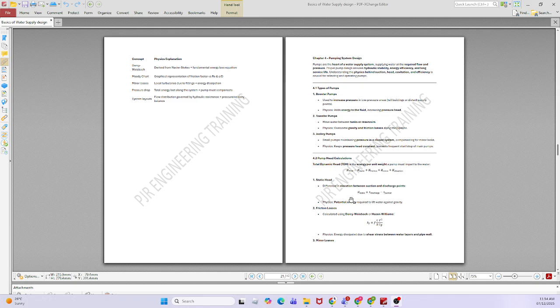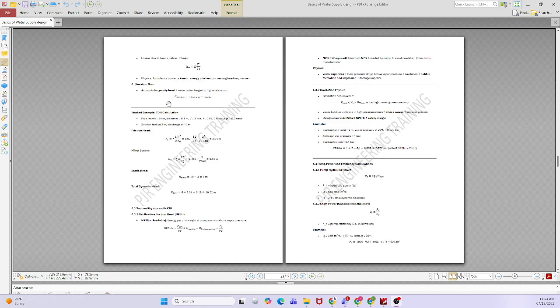Okay, static head, how to calculate? Sample here. Whatever we discussed, the same thing. The friction losses calculation, elevation gain, from the discharge to suction, what is the difference? Your discharge will be somewhere here, your suction will be somewhere here and discharge will be somewhere. So what is the height?